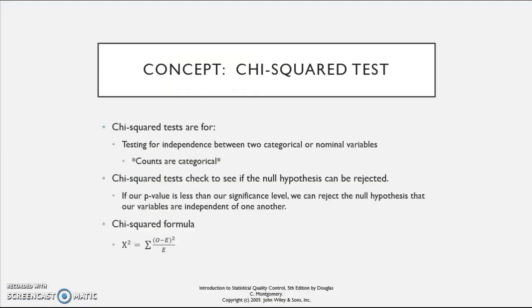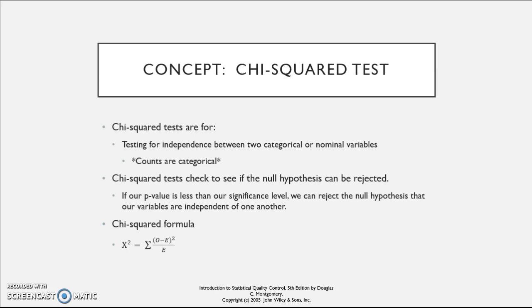So moving on, our second concept is the chi-squared test. And similar to the ANOVA test, we are trying to check to see if our null hypothesis can be rejected. And if our p-value is less than our significance level, again, we can reject the null hypothesis that our variables are independent of one another. And notice how I said independent of one another, because the chi-squared test is all about testing to see if 2 categorical or nominal variables are independent of one another.